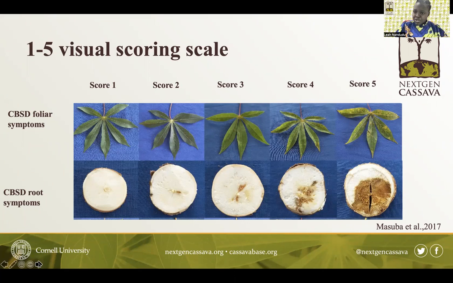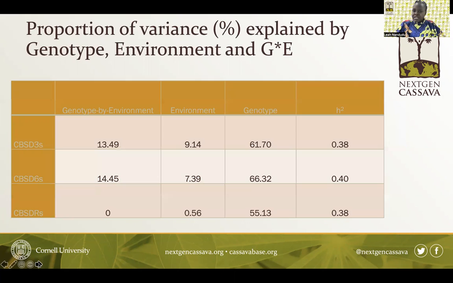The next slide that I'll show you is from the Cycle 2 population of genomic selection that was planted in 2 locations, Namulonge and Serere, in 2 growing seasons. While fitting mixed models, we use data from the 1 to 5 scoring scale to partition variance explained by the genotype, the environment, and genotype by environment interaction. It's good to highlight that when we use the 1 to 5 scoring scale, most of the proportion of variance observed is actually explained by the genotype, which is very good for breeders.